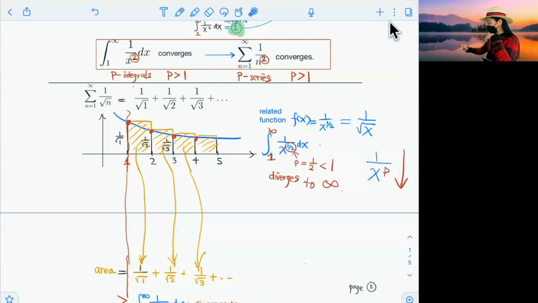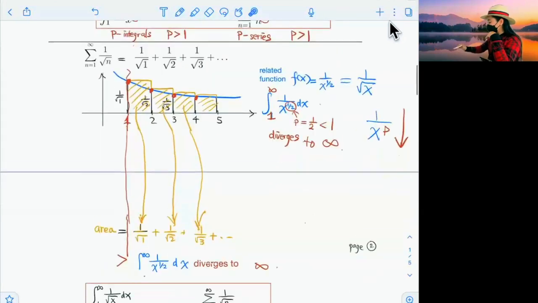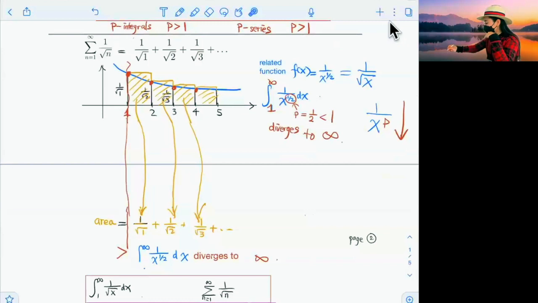So from this, you know that the sum of those rectangles is going to be greater than the area under the curve. And we know the area under the curve here diverges to infinity, and this one here is greater than this, so it has to be divergent and also diverge to infinity. Okay, so that's a good question.